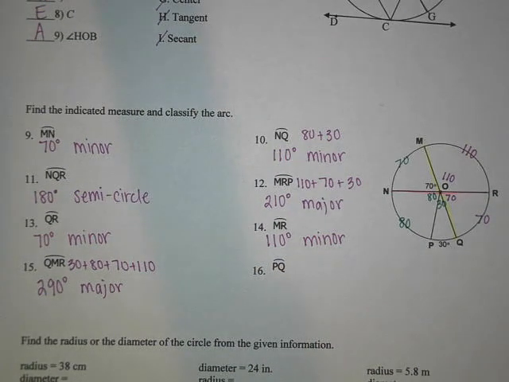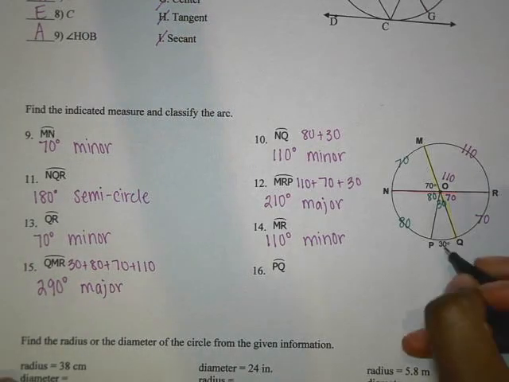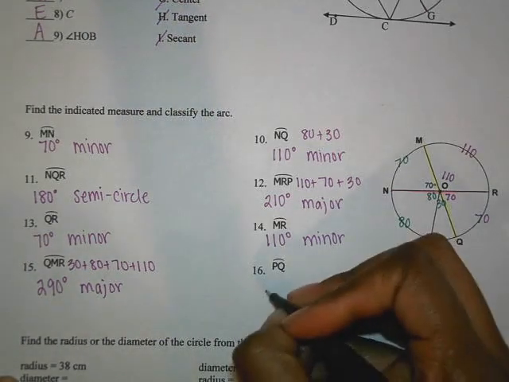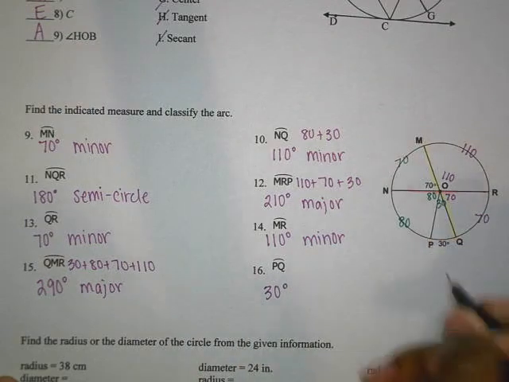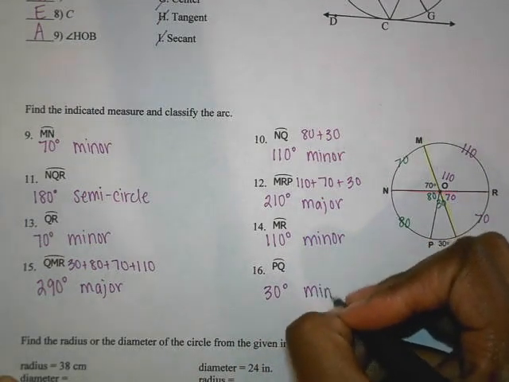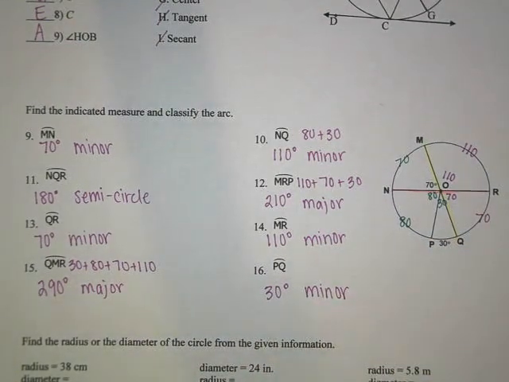And number 16, PQ, from P to Q is 30 degrees, which is a minor arc. All right, so up until this point, we did this on our online live class. So now we're going to go over the rest of the circles review. So you can do your MathSpace and your eCart.